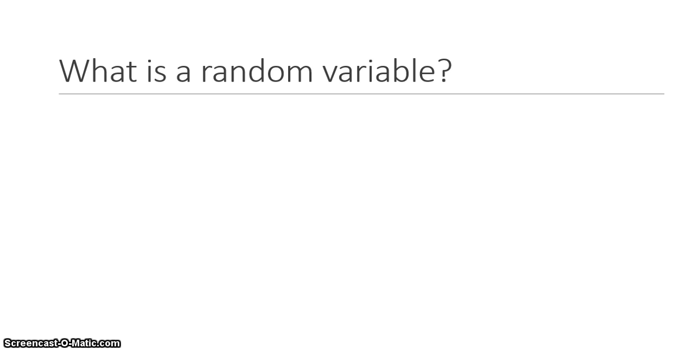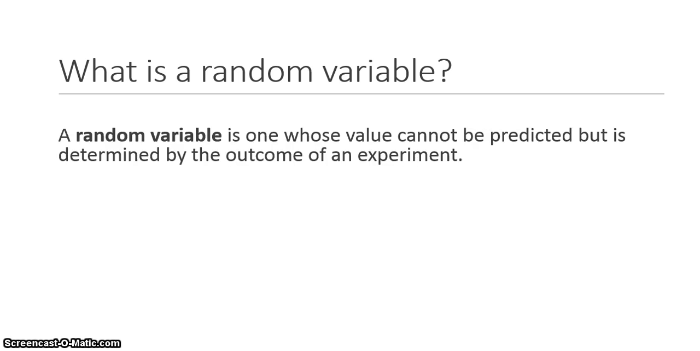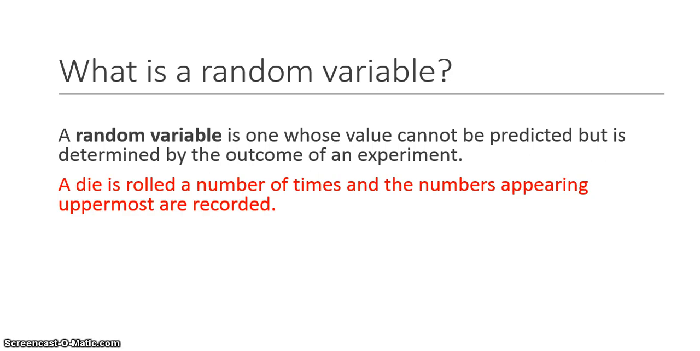First of all, what is a random variable? A random variable is one whose value cannot be predicted, but it's determined by the outcome of an experiment. Let's look at an example to illustrate what we're saying here. A die is rolled a number of times and the numbers appearing uppermost are recorded.